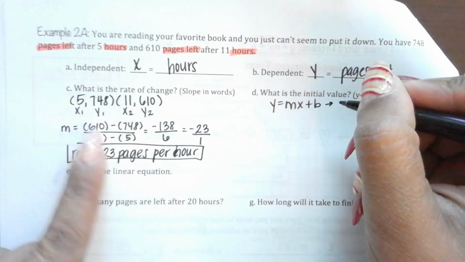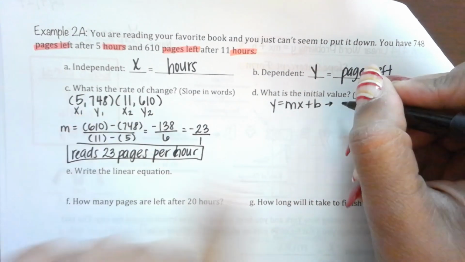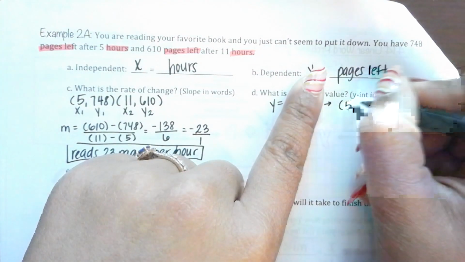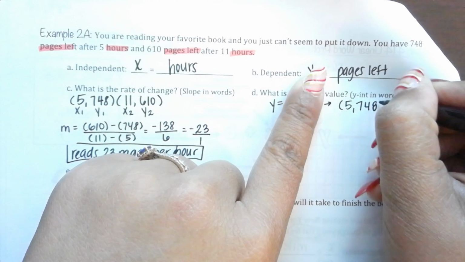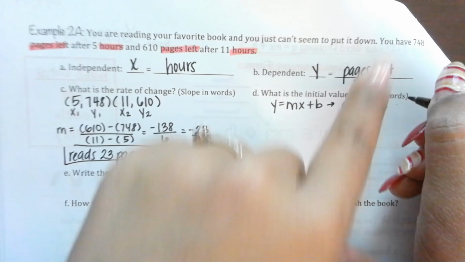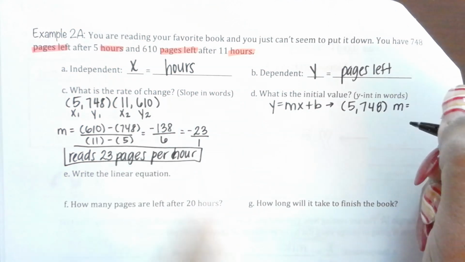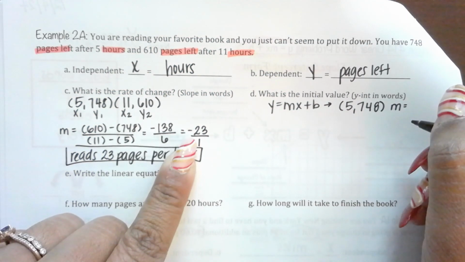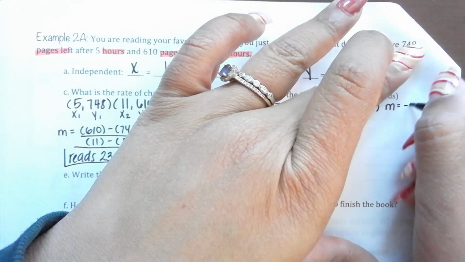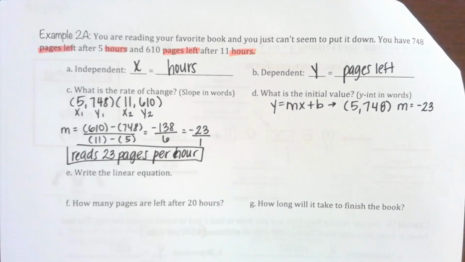Can I just use my very first point, that 5 and 748? Yes. Perfect. And what did I just say my M was? There we go. I can leave the over 1 out because I don't need to understand where that's coming from for this question. If you put it over 1, it ain't going to do nothing to you, because 1 ain't going to change it.